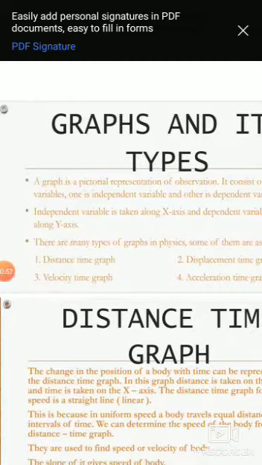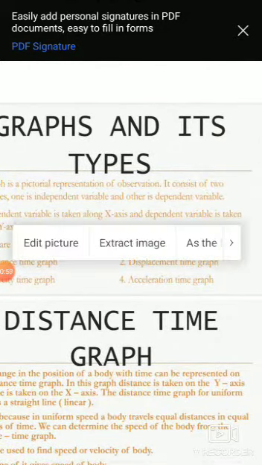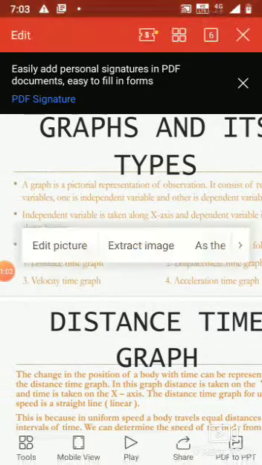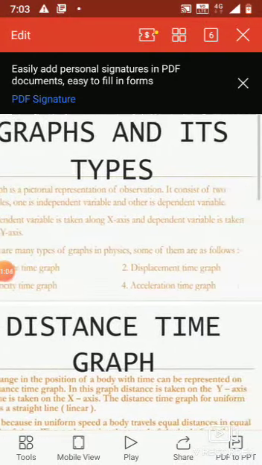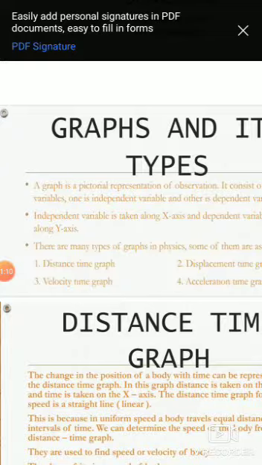There are many types of graph in physics. Some of them are as follows: distance time graph, displacement time graph, velocity time graph, and acceleration time graph.